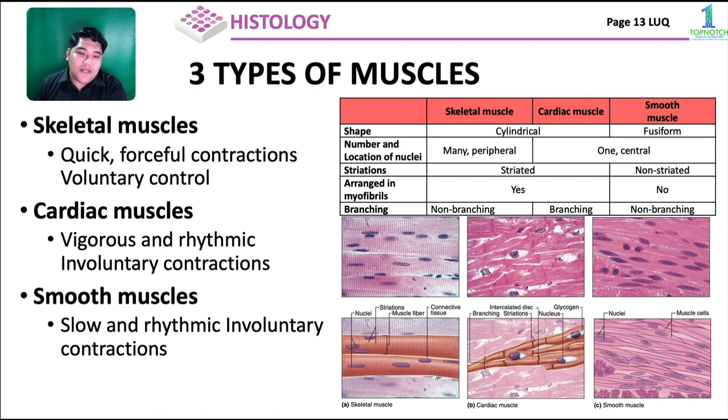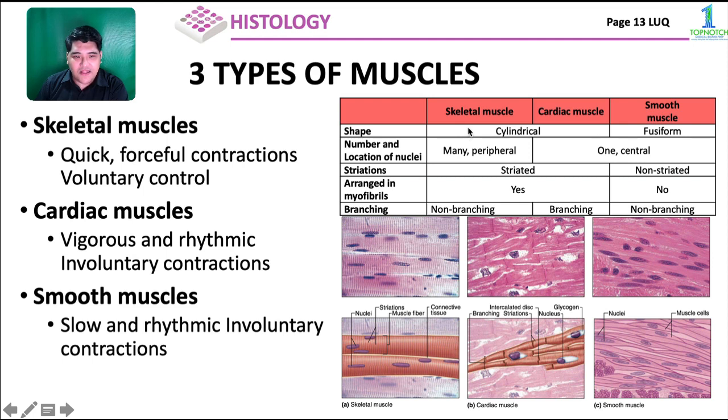So there are three types of muscles. You should know these already. We have your skeletal, cardiac, and smooth. Skeletal is for quick, forceful contraction, and it is voluntary. Your cardiac is vigorous and rhythmic, involuntary. Your smooth is slow and rhythmic, involuntary. So this is a nice table, no? Differentiating the three components of your muscles.